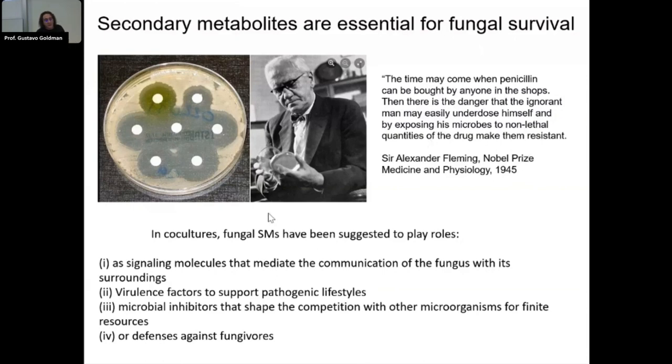But what is the function? What do secondary metabolites do? Normally, they can work as signaling molecules that mediate communication with their surroundings. They can be virulence factors. I'm going to talk about one of these virulence factors in fumigatus, gliotoxin. They can be microbial inhibitors that shape the competition with other microorganisms, like siderophores, which are secondary metabolites, or defense against fungivores. The fungus produces a lot of secondary metabolites that normally accumulate in the mycelium or in the conidia, and when insects or other fungivores come to eat, they have some toxicity to the organism.